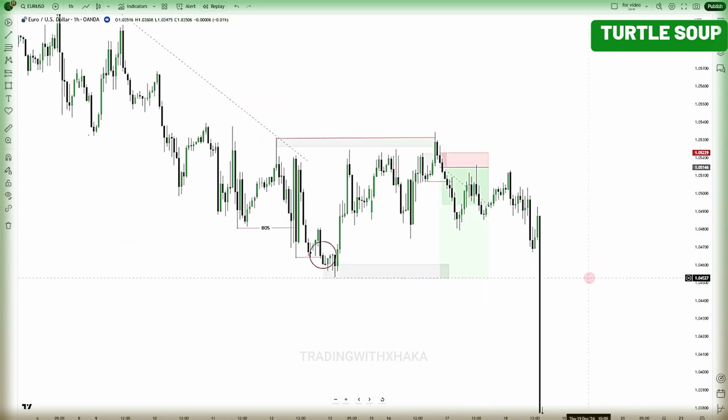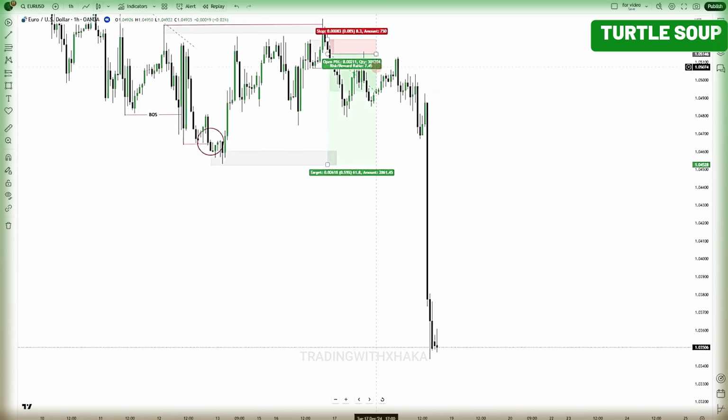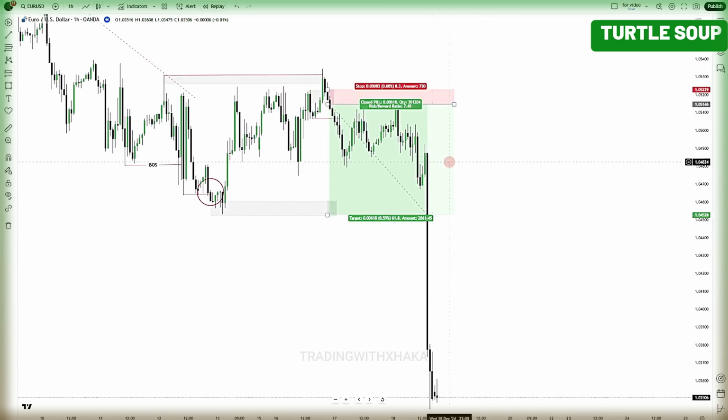Boom. Now see, this is a new candle. This is a new candle. And see, we made around 7.45 risk to reward.